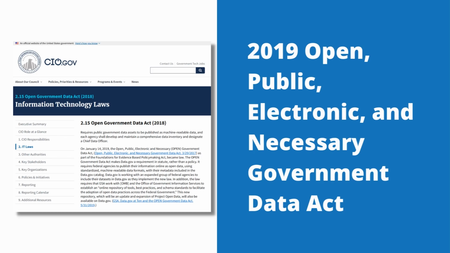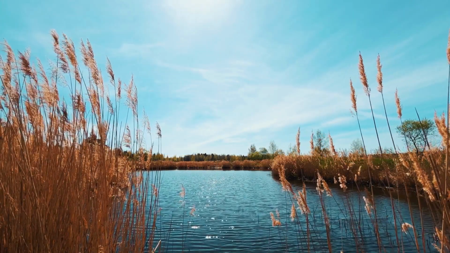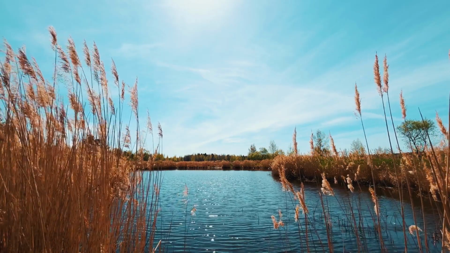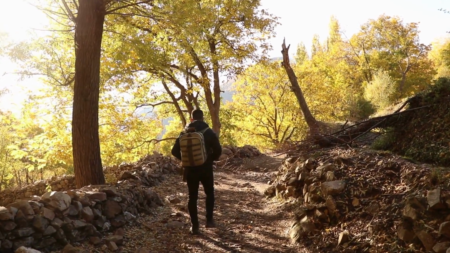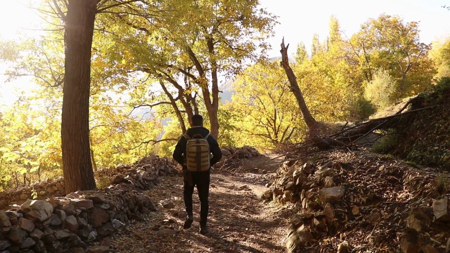Image of the webpage for fgdc.gov next to the title 2018 Geospatial Data Act. Next is the image of the EPA webpage next to the title 2018 Foundations for Evidence-Based Policymaking Act. Then an image of the CIO.gov webpage next to the title 2019 Open, Public, Electronic, and Necessary Government Data Act. Although there may be exceptions, restoration practitioners should assume that the data will be made public and will need to meet these requirements. Video of water and brown grasses.